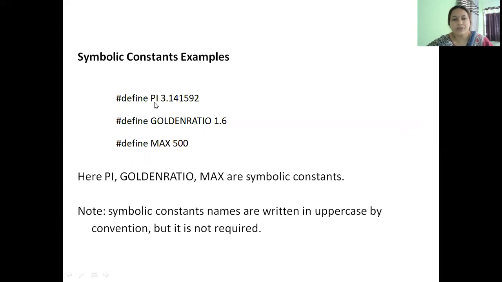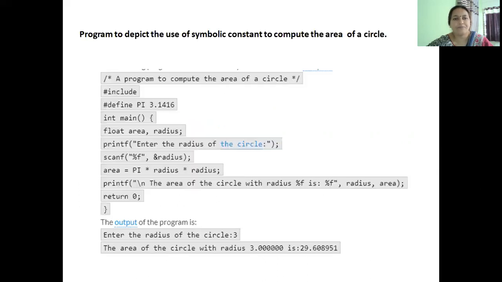So later on, wherever I use this PI in the program, its instance will be replaced by the value 3.141592 by default. Similarly, we have two more examples: #define GOLDEN_RATIO 1.6, #define MAX 500. So here PI, GOLDEN_RATIO and MAX are the symbolic constants. And you should observe one thing, symbolic constant names are always written in uppercase, though it's not compulsory to write them in capital letters. It's a convention which is followed in C programs.